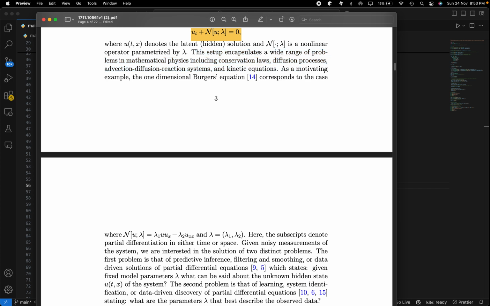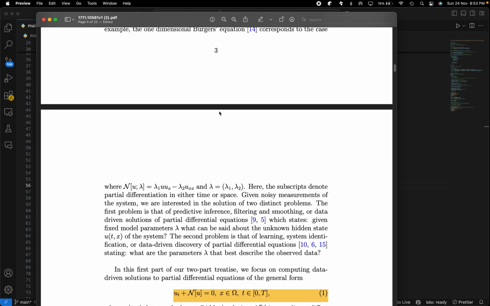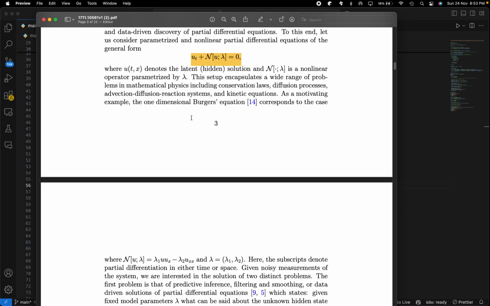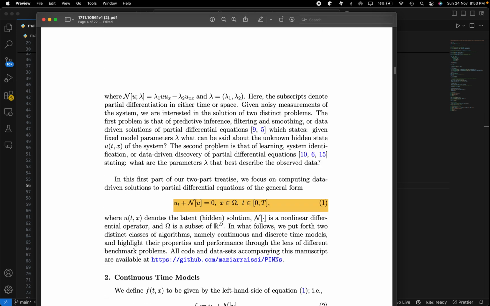And as a motivating example, the one-dimensional Burgers' equation corresponds to this. Now, what exactly does this mean? The u sub x stands for the partial derivative of u with respect to x, and u sub xx means the second partial derivative of u with respect to x squared. So here the subscripts denote partial differentiation in either time or space. So you can understand that the N term means something like this.